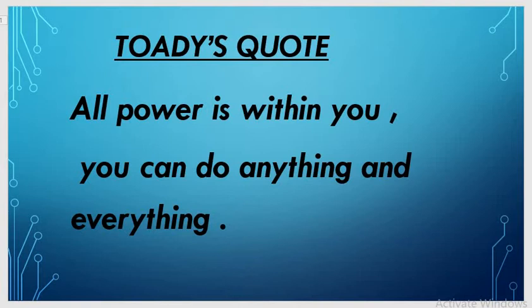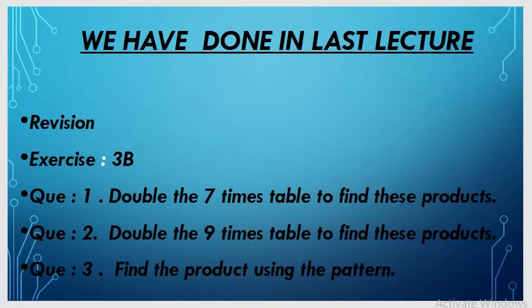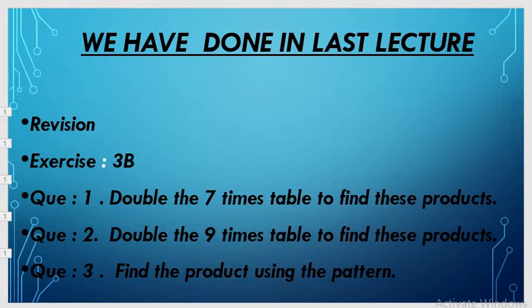Understood? Now let's move on to what we did in the last session. First we did the revision, then exercise number 3B. Question number 1: double the 7 timetables to find this product. Then double the 9 timetables to find these products. And question number 3: find the product using the pattern. But we only did 2 sums in the last session.